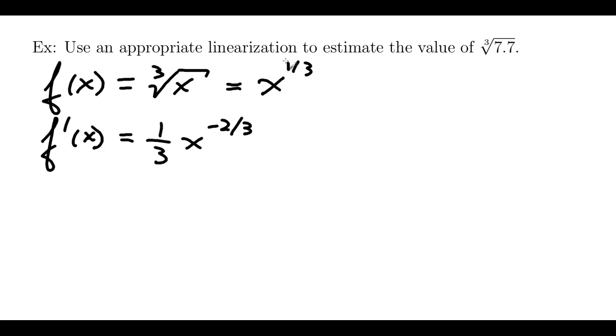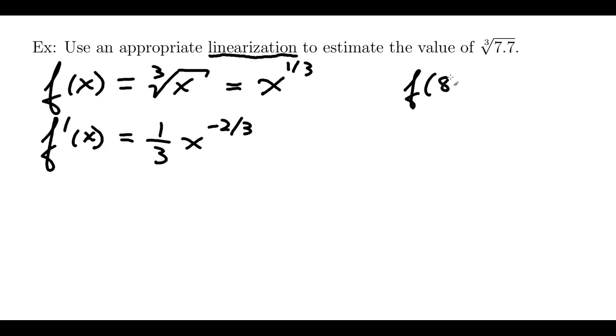For the first technique, which is to create a linearization, as this problem says here, use an appropriate linearization, that refers to constructing a linear function which approximates the function in question near a particular point. So we need to know what point to choose, right? So we'll look at this and we'll think about a value near 7.7 that we can easily take a cube root of. Well, the closest perfect cube is 8, so let's think about that.